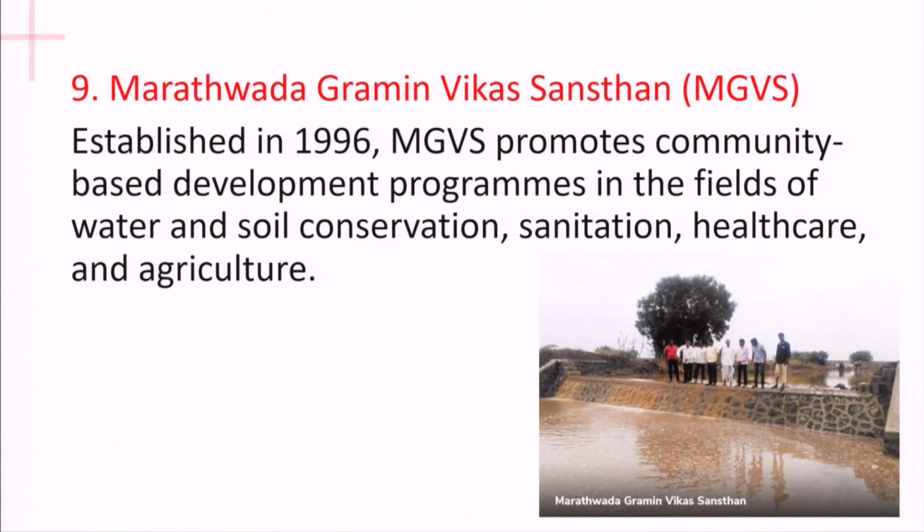The ninth NGO is the Marathwada Gramin Vikas Sansthan, which was established in 1996. It promotes community based development program in the field of water and soil conservation, sanitation, healthcare and agriculture. Water conservation in the villages is of primary focus since the Marathwada region of Maharashtra is prone to drought and water scarcity.